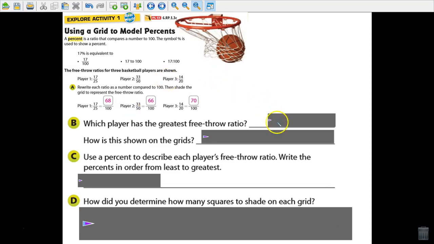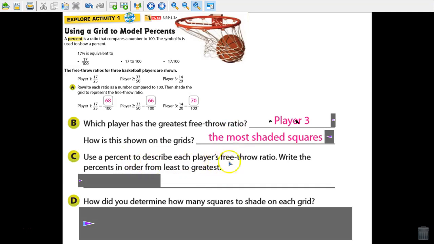Which player has the greatest free throw ratio? 70 to 100 is the most. So player 3. All right. How is this shown on the grids? It has the most colored in, guys. Very easy. Use a percent to describe each player's free throw ratio. We already did that. 66%, 68%, 70%.